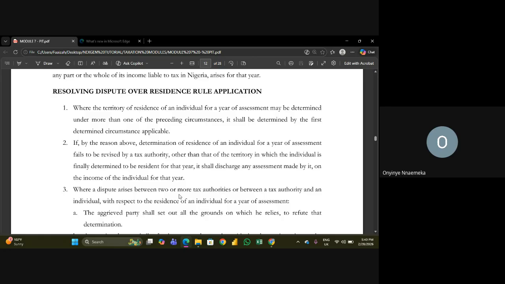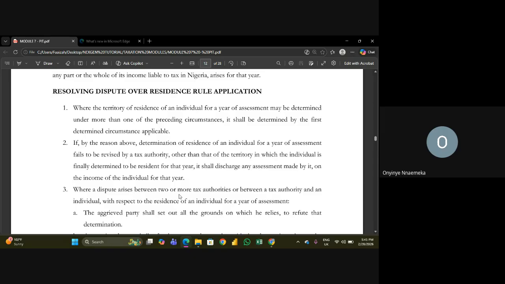Number one, where the territory of the residence of an individual for a year of assessment may be determined under one or more of these circumstances, it shall be determined by the first determined circumstance applicable. So what we are saying is that we have given a lot of illustrations, a lot of examples on how to know the residency of an individual.